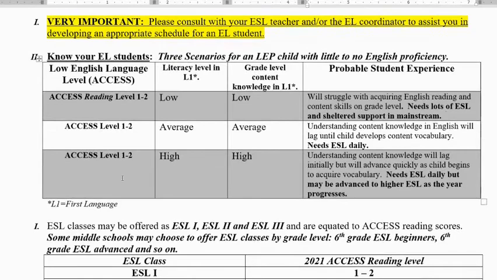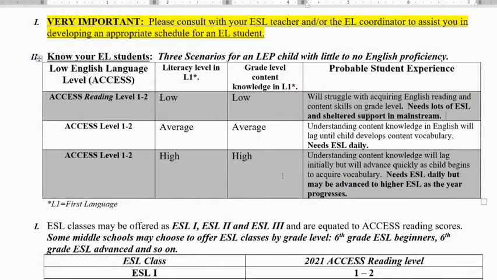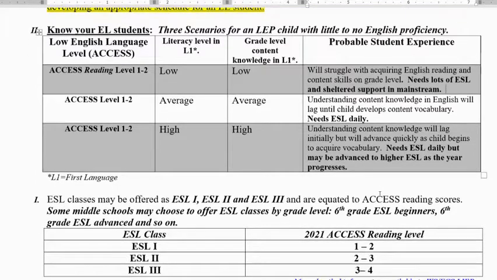And the third option here are students whose literacy in their first language is quite high. They read at or above grade level in their first language, and they did exceptionally well. Their grades were really good in their first language. So, again, these students will acquire English typically much faster because they're not having to acquire both a new language and content simultaneously because they already have a good foundation in content. It's just in their first language, but they still need ESL daily, but they may be advanced to higher ESL classes as the year progresses.